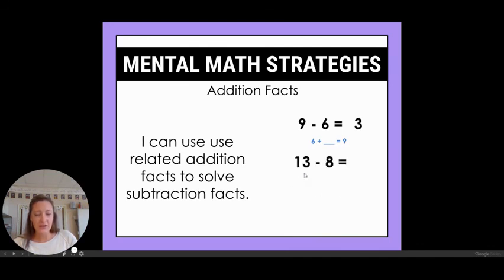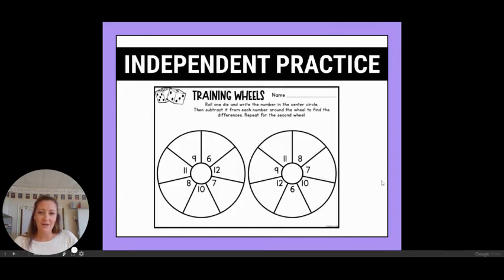Now let's look at this one, 13 minus 8. So I have to think about 8 plus what number is going to equal 13. Well, if I know my addition facts, I know that 8 plus 5 equals 13. And the last one, I have 17 minus 11. 11 plus what is going to equal 17? 11 plus 6. All right, great work on all of these mental math strategies.